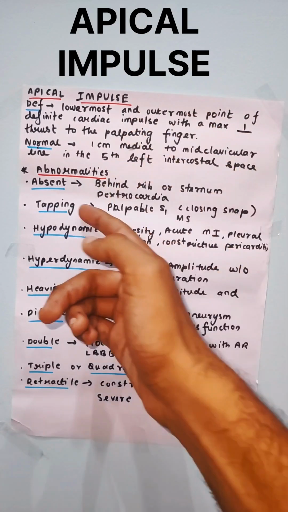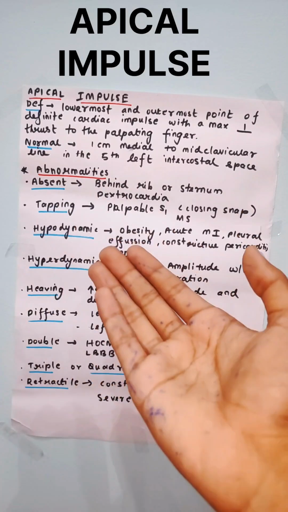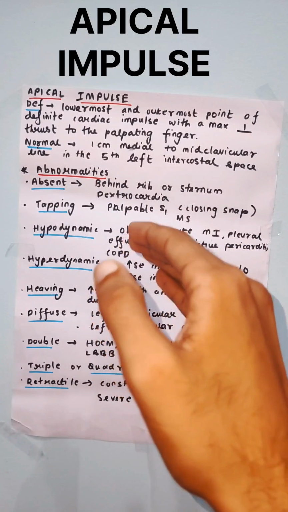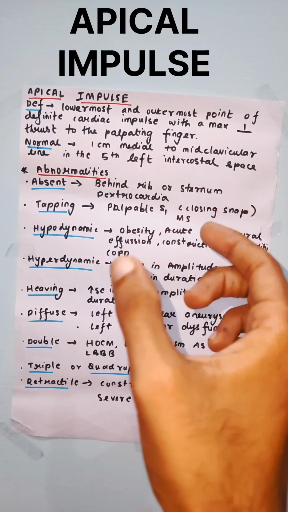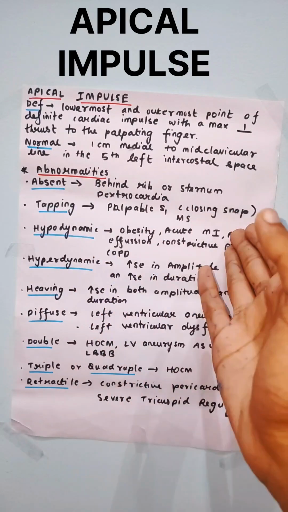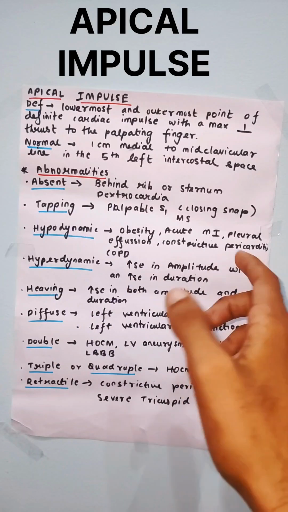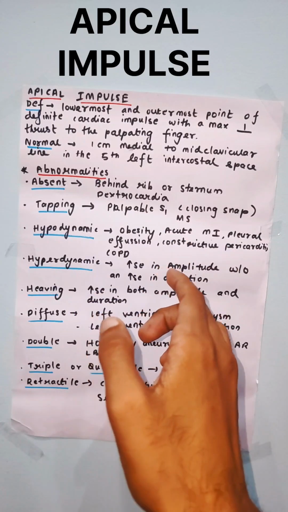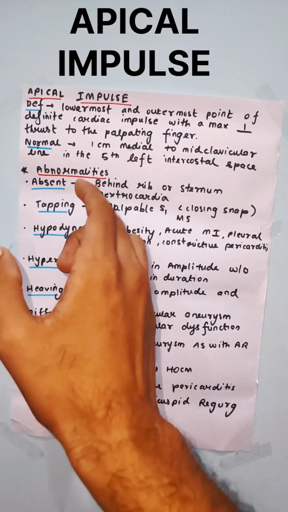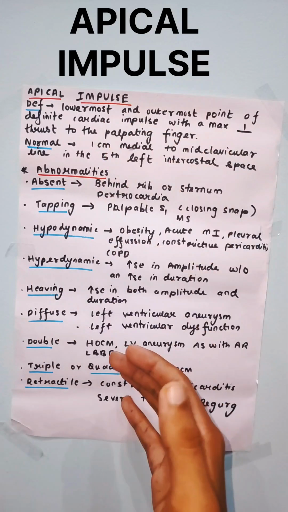And now I would be talking about hypodynamic and hyperdynamic. Hypodynamic, from the name you can see there is a decrease in the amplitude of the apical impulse, and it is seen in these conditions: obesity, acute MI, pleural effusion, constrictive pericarditis, and COPD. So these are the conditions where you will get a hypodynamic apical impulse where the amplitude is decreased.